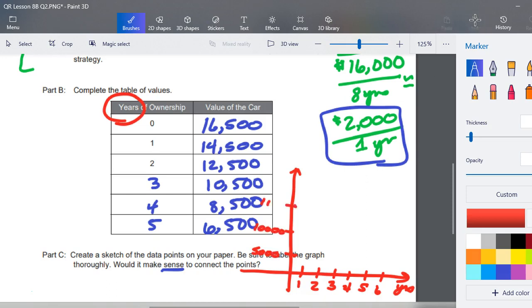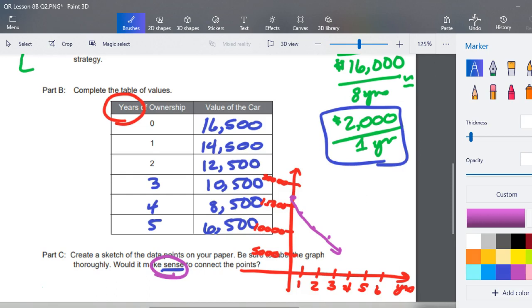So I'm just going to do something real fast here. Go in 5,000s, where when we are at 0 years, we're up here at 16,500. At 1 year, we're about at 14,500. At 2 years, we're around 12,500. 3 years at 10,500. And again, I got a nice little curve going. But the idea is that it's going to be straight and it's going to be linear. And the question is, is it going to make sense to connect these dots?